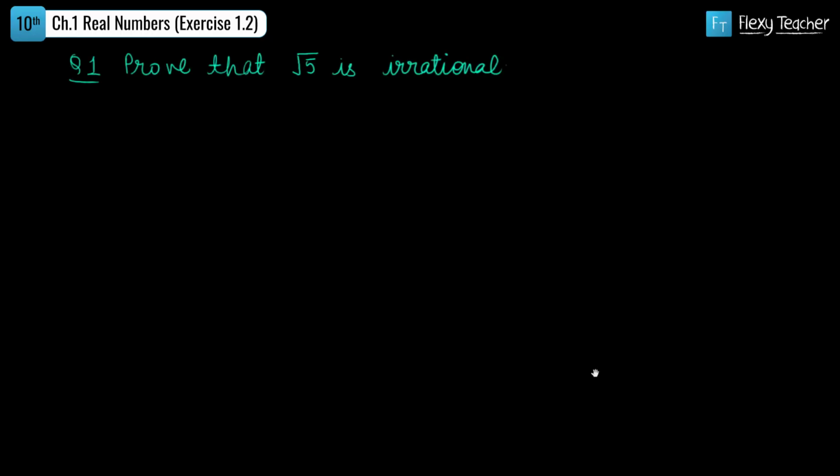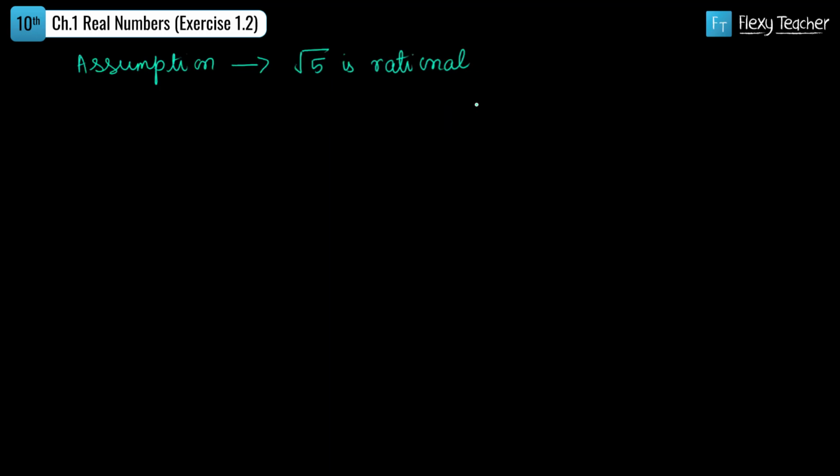Question number 1, exercise 1.2: prove that under root 5 is irrational. Okay, so like the previous sums, we will start with an assumption over here. We will assume that root 5 is a rational number. So when we are assuming it as a rational number, root 5 can be written in the form of P upon Q. Therefore, root 5 is equal to P upon Q.